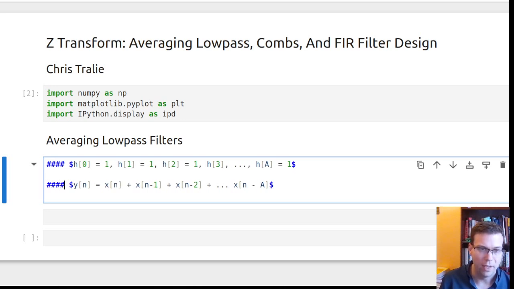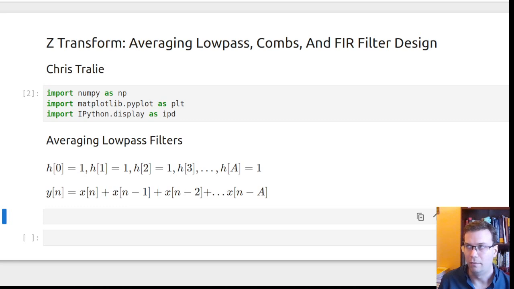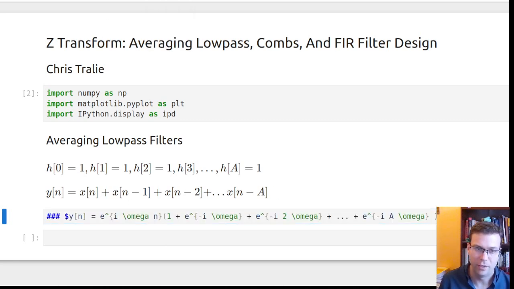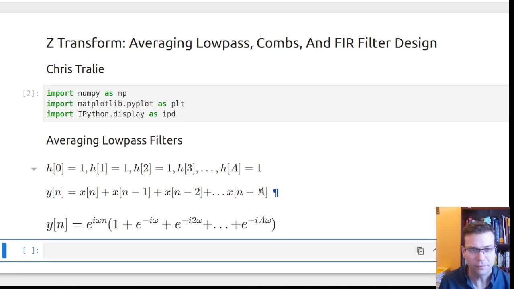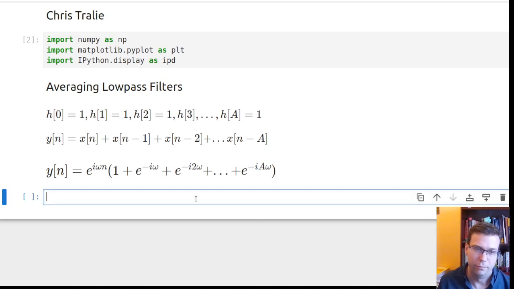Okay, so let me go ahead and analyze this by plugging in a phasor. And so I can do the same kind of stuff I did before, and I end up with this equation here. So if I plug in the phasor e to the i omega n, and then I factor that common term out of each of these, I end up with this difference equation. Now, if you've seen enough math, you'll realize this is actually something called a geometric series.